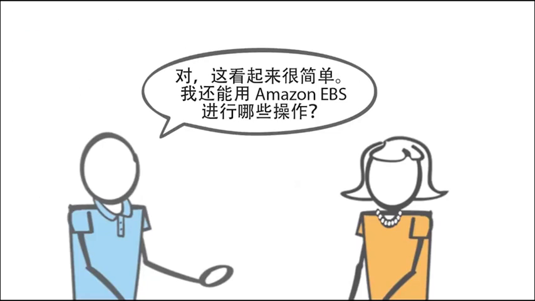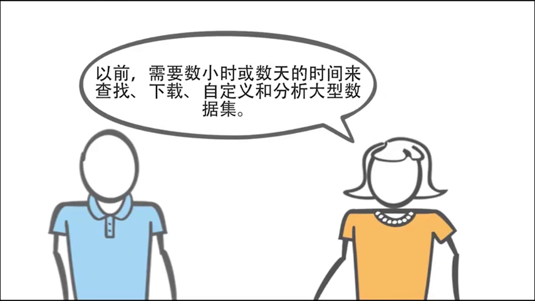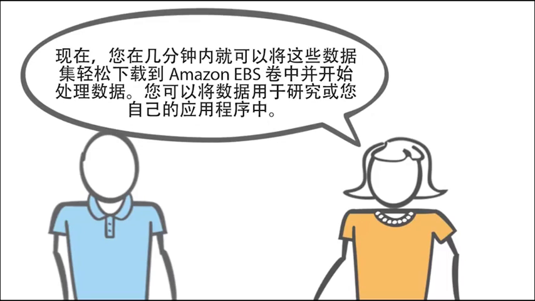Okay, that seems easy. What else can I do with Amazon EBS? Amazon hosts a variety of public data sets, such as the Human Genome Project, U.S. Census data, transportation statistics, and more that anyone can access for free. Previously, large data sets required hours or days to locate, download, customize, and analyze. Now, you can easily download these data sets onto an Amazon EBS volume and start working with the data within minutes. You can use the data for research or in your own application.